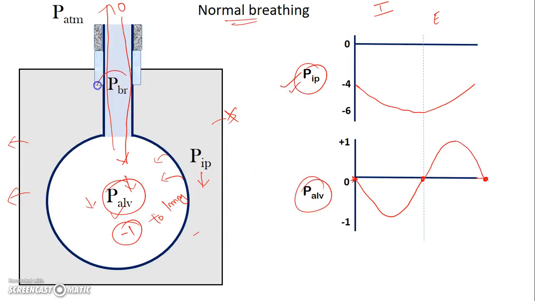Now what happens to this airway pressure? Airway pressure depends upon multiple factors. One is the difference between the alveoli and the atmospheric pressure, which determines this bronchial pressure, and it also depends upon at what site we are going to record this bronchial pressure or the airway pressure.